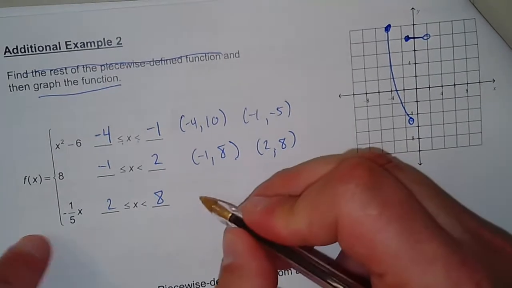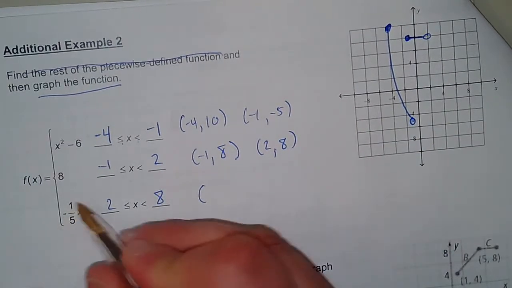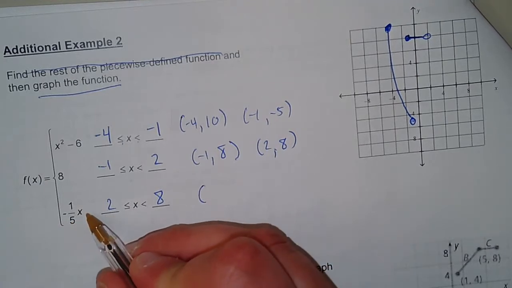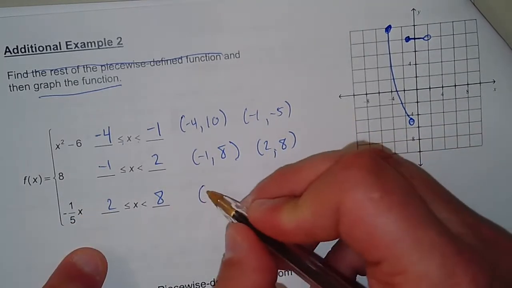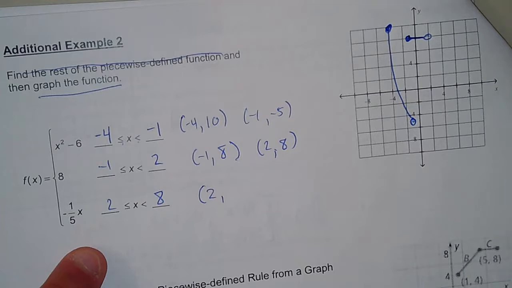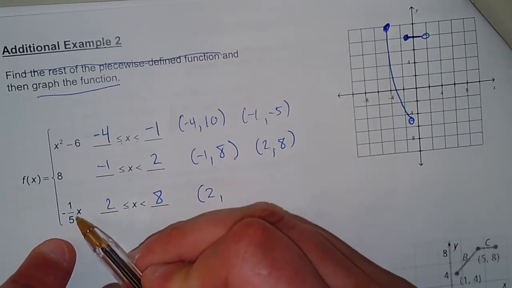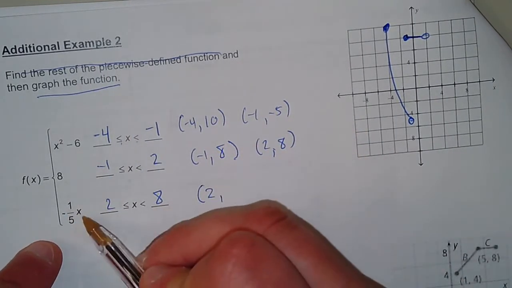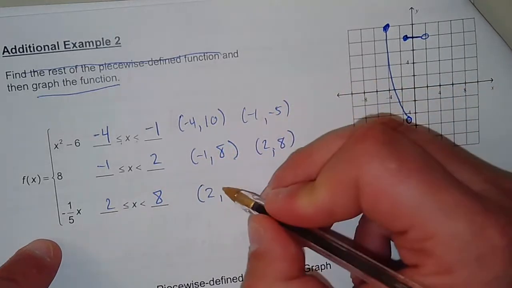Okay, and then our final one here, do the same thing. This is linear, so this is an mx plus b. There's just no plus b part, so it's just a slope. Again, I'm going to look at what happens when I substitute in 2. These ones, we're going to get some decimals, which is okay. So 2 times negative 1/5 is negative 2/5.